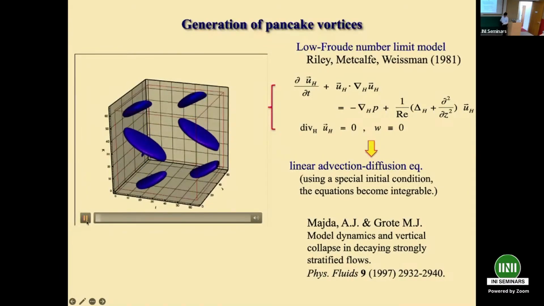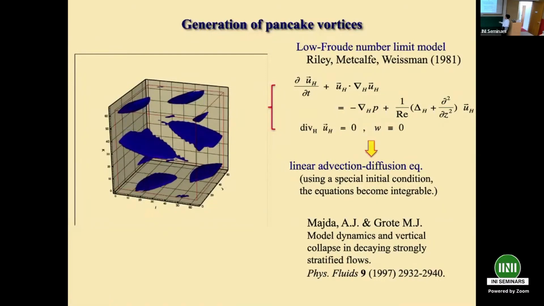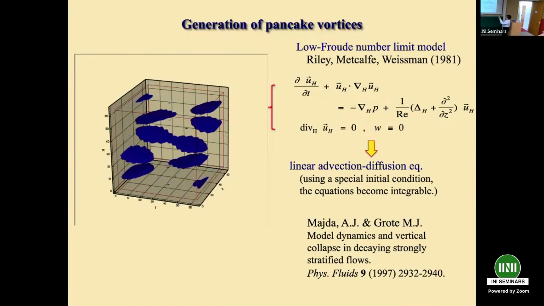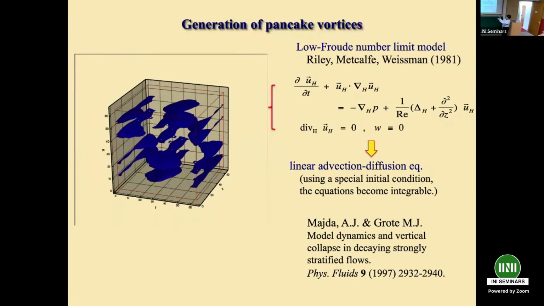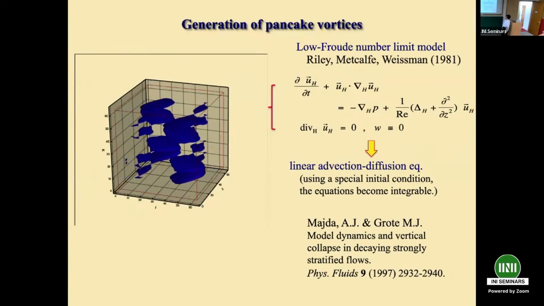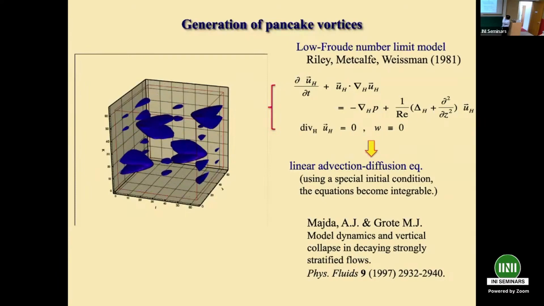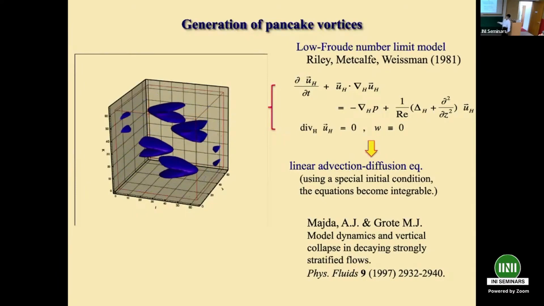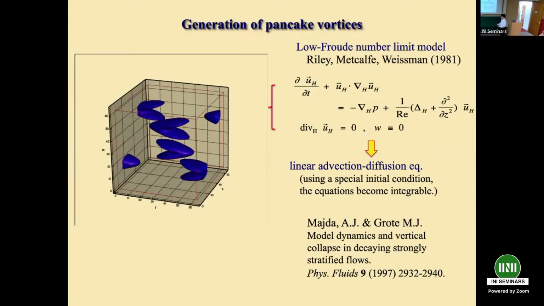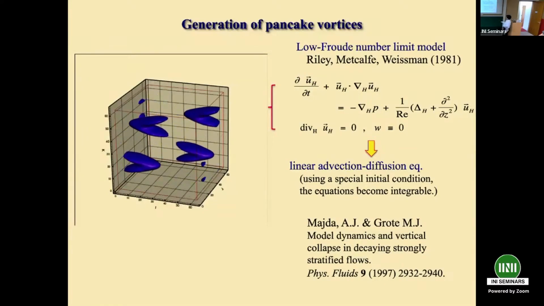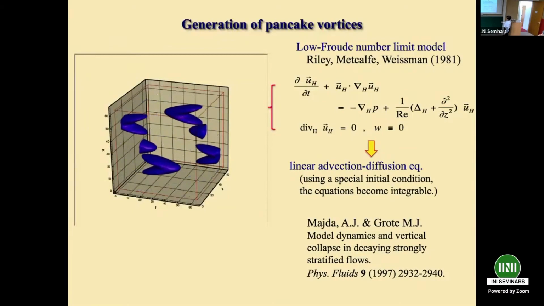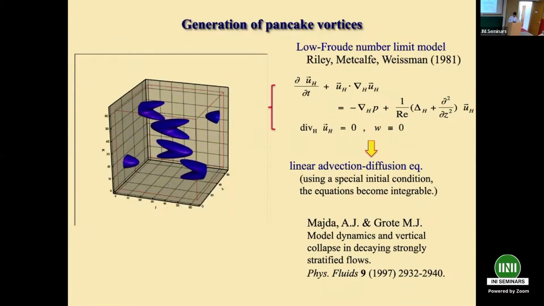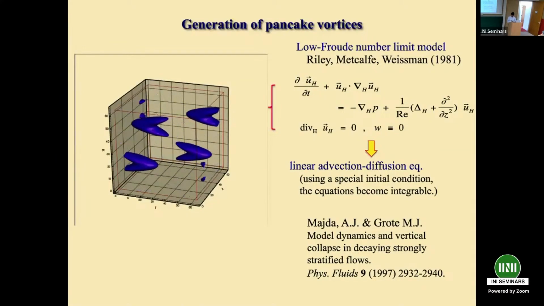Starting from columnar vortices, they produce pancakes, and they begin to move around. As time goes on, we observed a kind of wedge-shaped vortices. So anyway, it is still a linear equation, and we have such interesting structures.